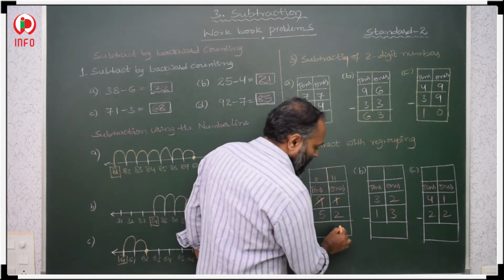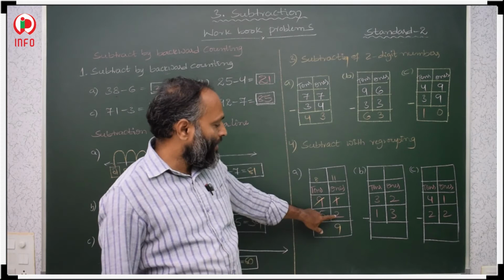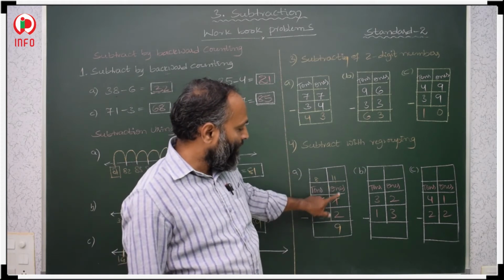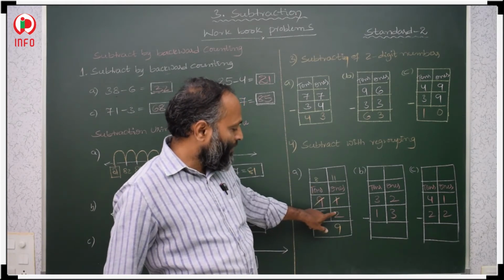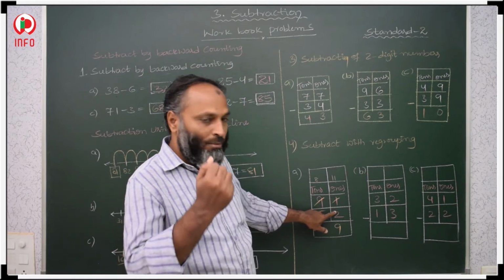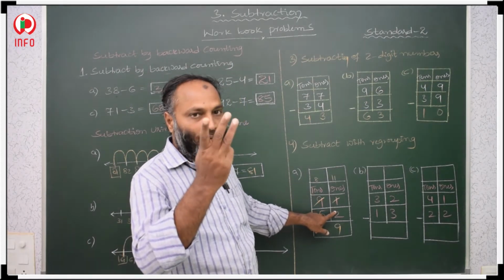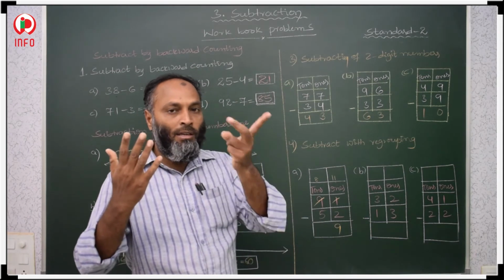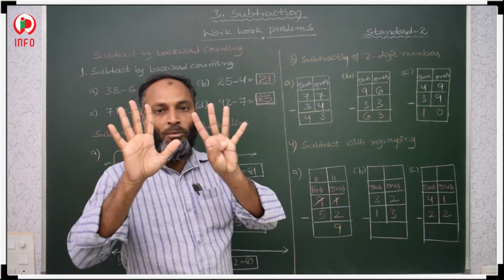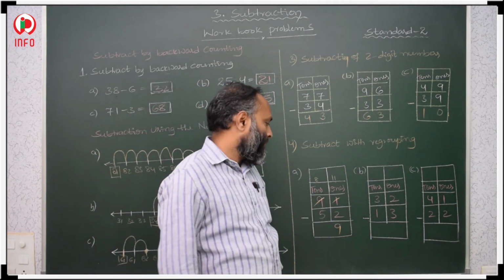Okay? How to continue? First, here 2 is there. 11 minus 2. We have to do 11 minus 2. Then how to do 11 minus 2? Here 2 is there. You start counting from 3 to 11: 3, 4, 5, 6, 7, 8, 9, 10, 11. Total how many? 9. That you keep here.